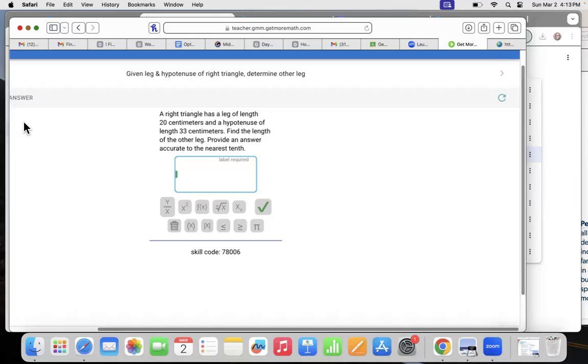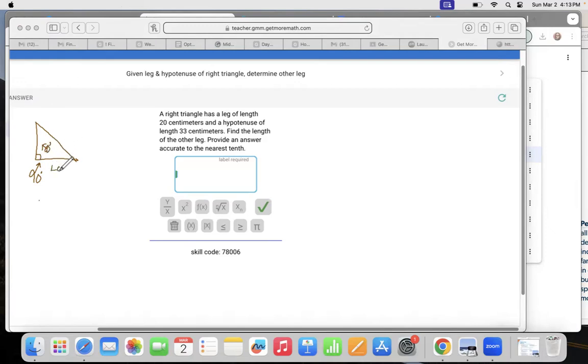Right, so we are still working on right triangles. Whenever you're working with right triangles, there are certain things you need to know. Obviously, it's going to have that little box in here. You need to know that the box equals 90 degrees. And then you need to know that the inside angles of any triangle add up to 180.